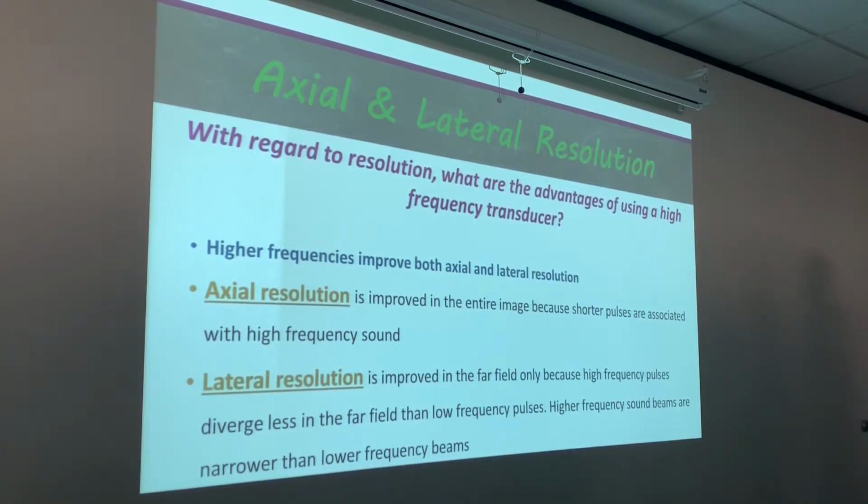Okay. Lateral resolution is improved in the far field because high frequency pulses diverge less in the far field than low frequency pulses. And we learned about that last chapter, right, in our sound beam chapter. So that's the relationship between divergence and frequency. Higher frequency sound beams are narrower than lower frequency sound beams. We're good there. Y'all did fantastic on that test. I know y'all got to know that.